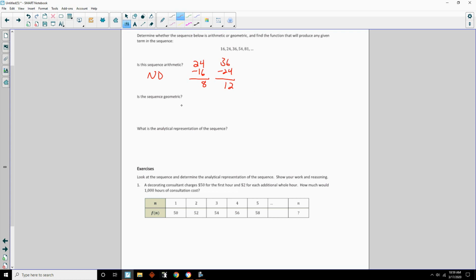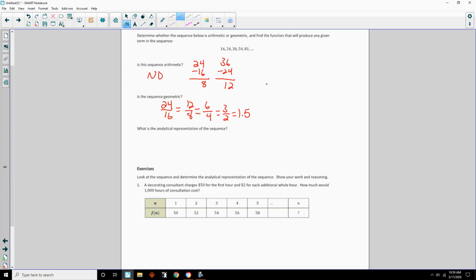Is the sequence geometric? Well, to determine if they're geometric, you take any term and divide it by the previous term. 24 divided by 16 equals... And if I just reduce this, that'd be 12 over 8. They're still even, so let's reduce it again. 12, half of 12 is 6, half of 8 is 4. And reduce it again. Half of 6 is 3, half of 4 is 2. So that equals 1.5.